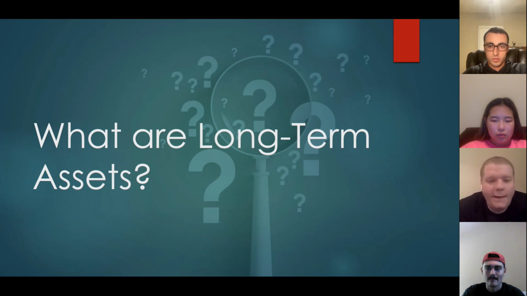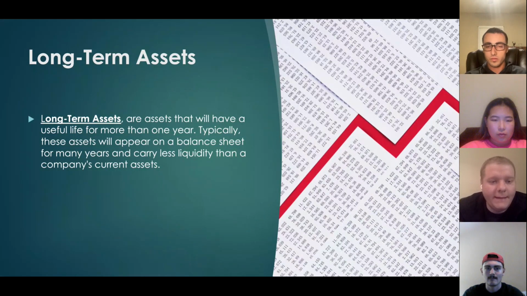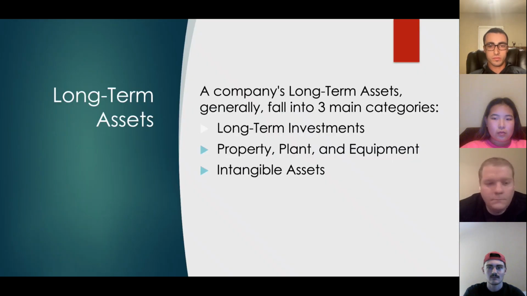All right, next up we have long-term assets. So what are long-term assets? It's defined as assets that will have a useful life for more than a year. Typically, these assets will appear on a balance sheet for many years and they carry less liquidity than a company's current assets. So they usually fall into three main categories: long-term investments, property, plant, and equipment, and then the third one is intangible assets.